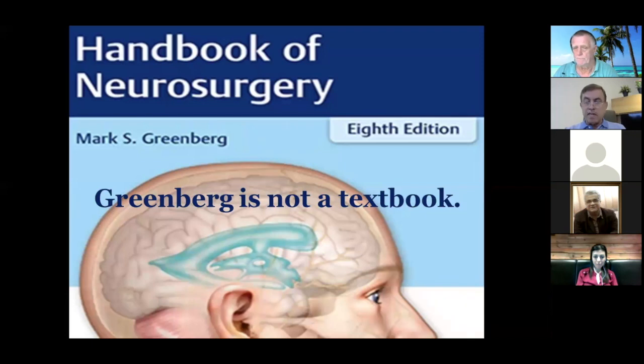I have nothing against Mr. Mark Greenberg. He made his book from the notes that he wrote just in preparation for the exams, but he read from textbooks, and he just accumulated these notebooks for the night of the exam. Don't read from Greenberg as a textbook.